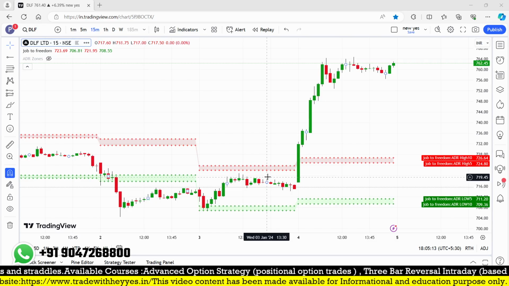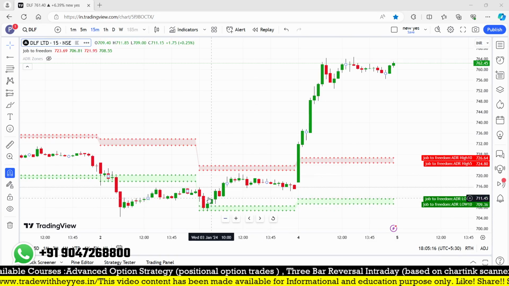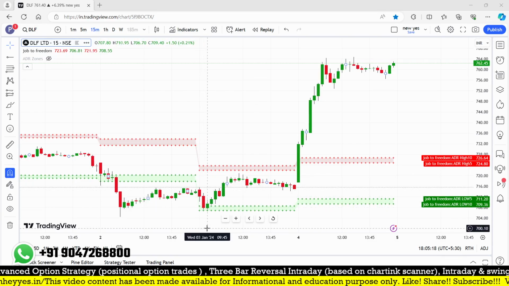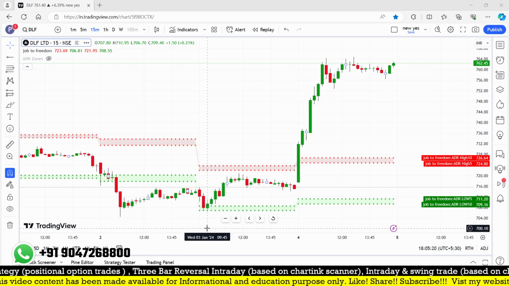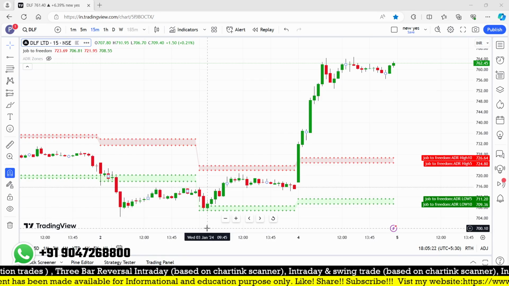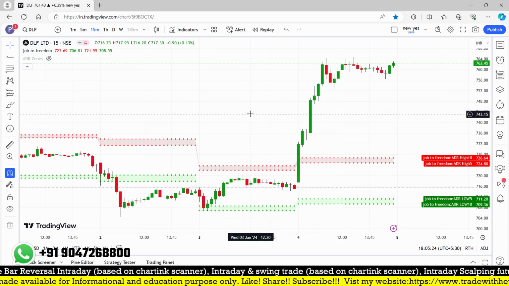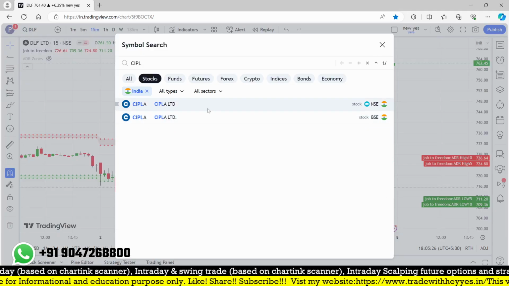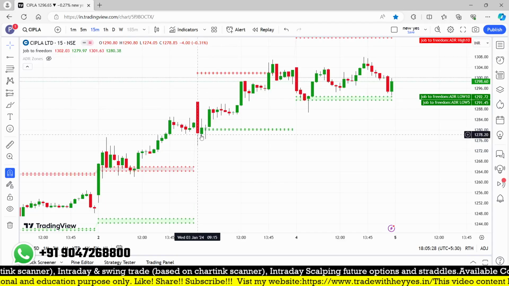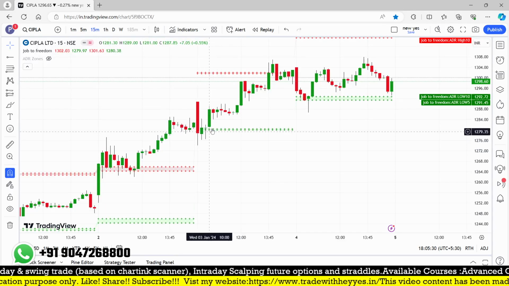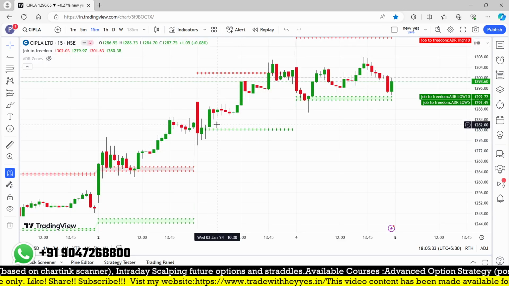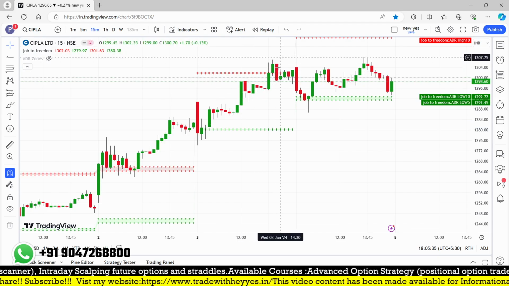The same kind of scanner which I'm going to create in this video. It should be the first, second, and third candle that takes a support at the bottom. I think Cipla is also the same, which formed here yesterday, took a support and formed a doji candle, and it breaks the high of 1282 and breaks the top.